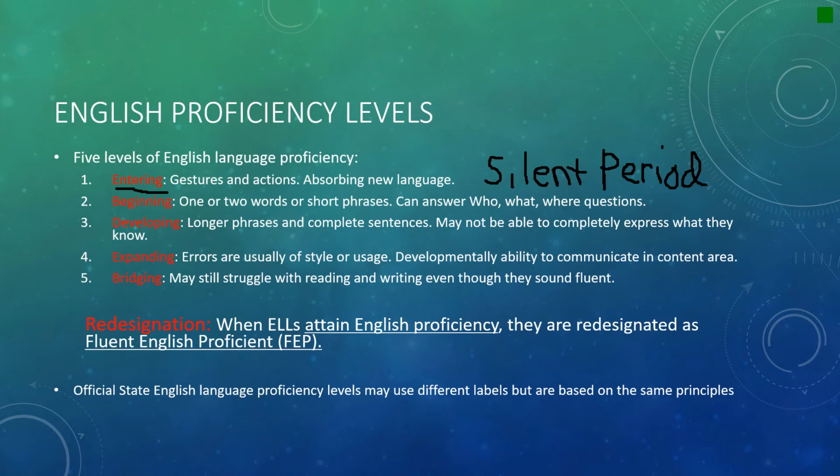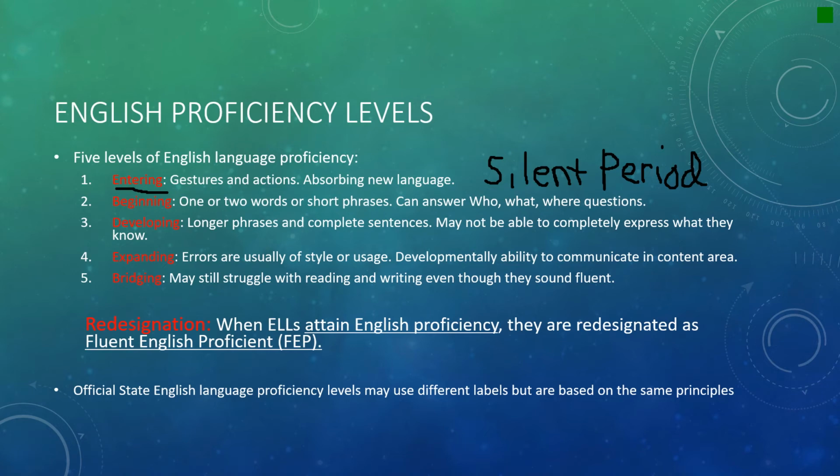And then the last stage before they get redesignated out of the ESL program is bridging. And this is where they may still struggle, especially with writing, I found as an English teacher. They could read well and understand, but their writing... English is a very difficult language to learn, with our grammar rules that have exceptions constantly, the spelling with exceptions, spelling coming from so many different countries. And so they still may need some support, especially with writing, even if they sound fluent.